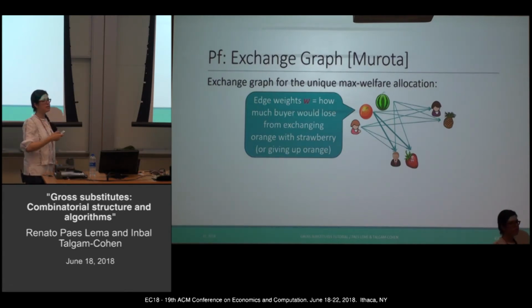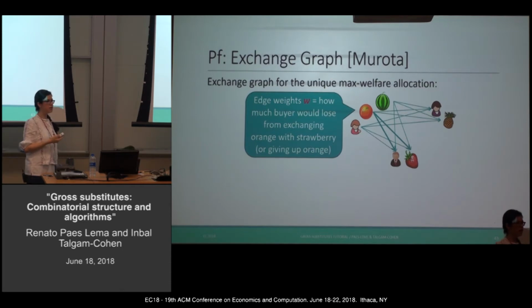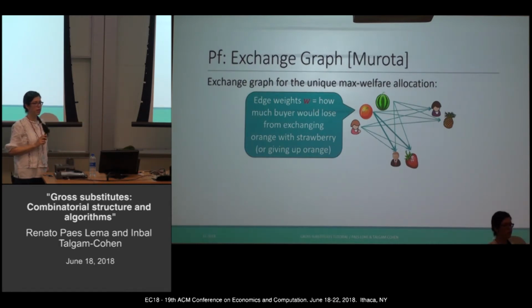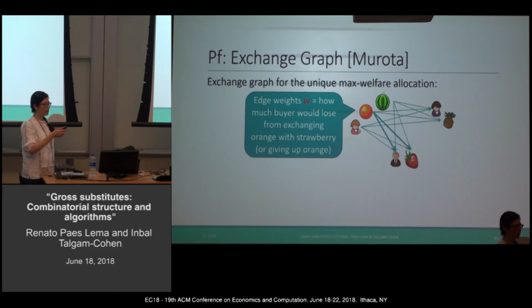And now the weights. Let's look at these 2 bold edges from the orange to the strawberry into this black player here. And these tell me how much this pink buyer would lose if she exchanges the orange with the strawberry, or if she just gives up the orange in favor of the black player. This is why I need the dummy items. OK, so this is just what we saw in the previous part, restated.